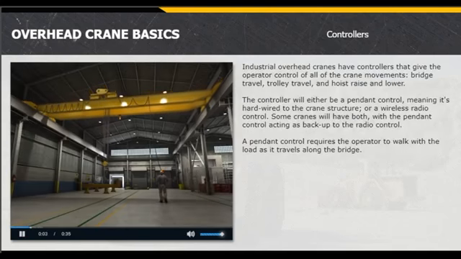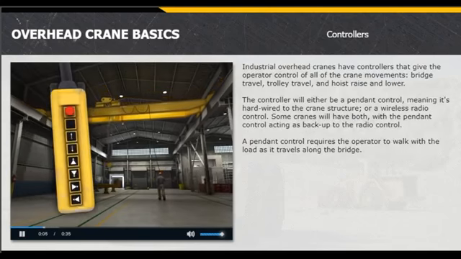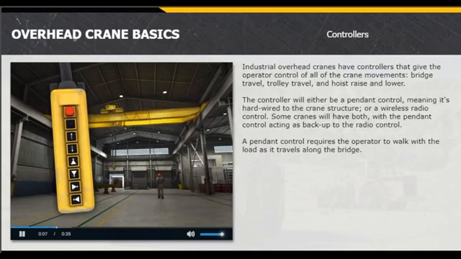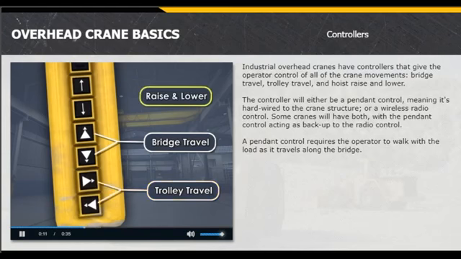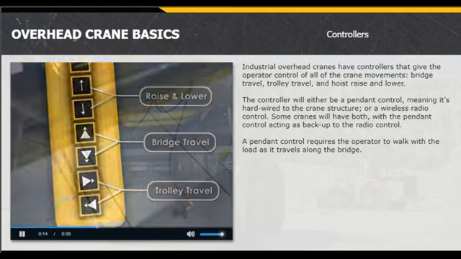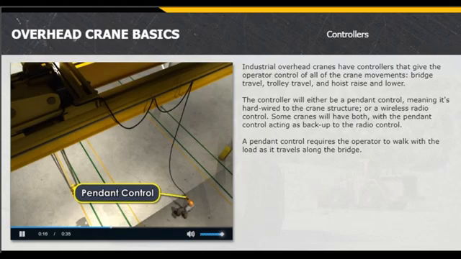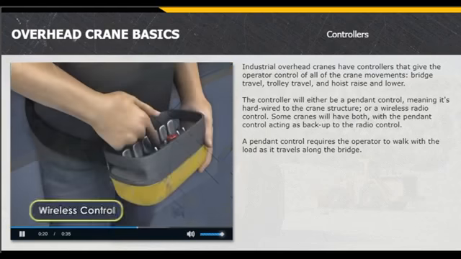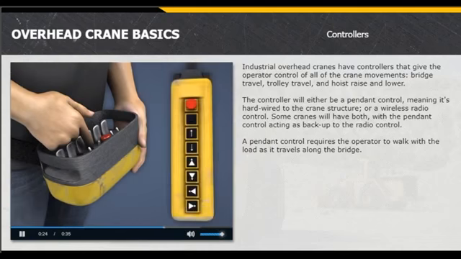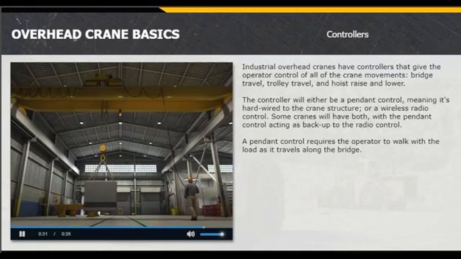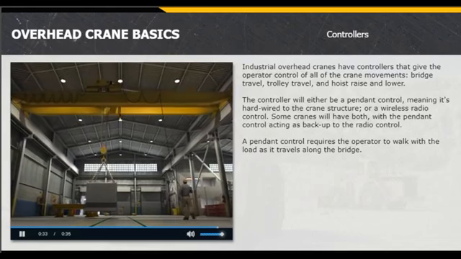Industrial overhead cranes have controllers that give the operator control of all of the crane movements: bridge travel, trolley travel, and hoist raise and lower. The controller will either be a pendant control, meaning it's hardwired to the crane structure, or a wireless radio control. Some cranes will have both, with the pendant control acting as backup to the radio control. A pendant control requires the operator to walk with the load as it travels along the bridge.